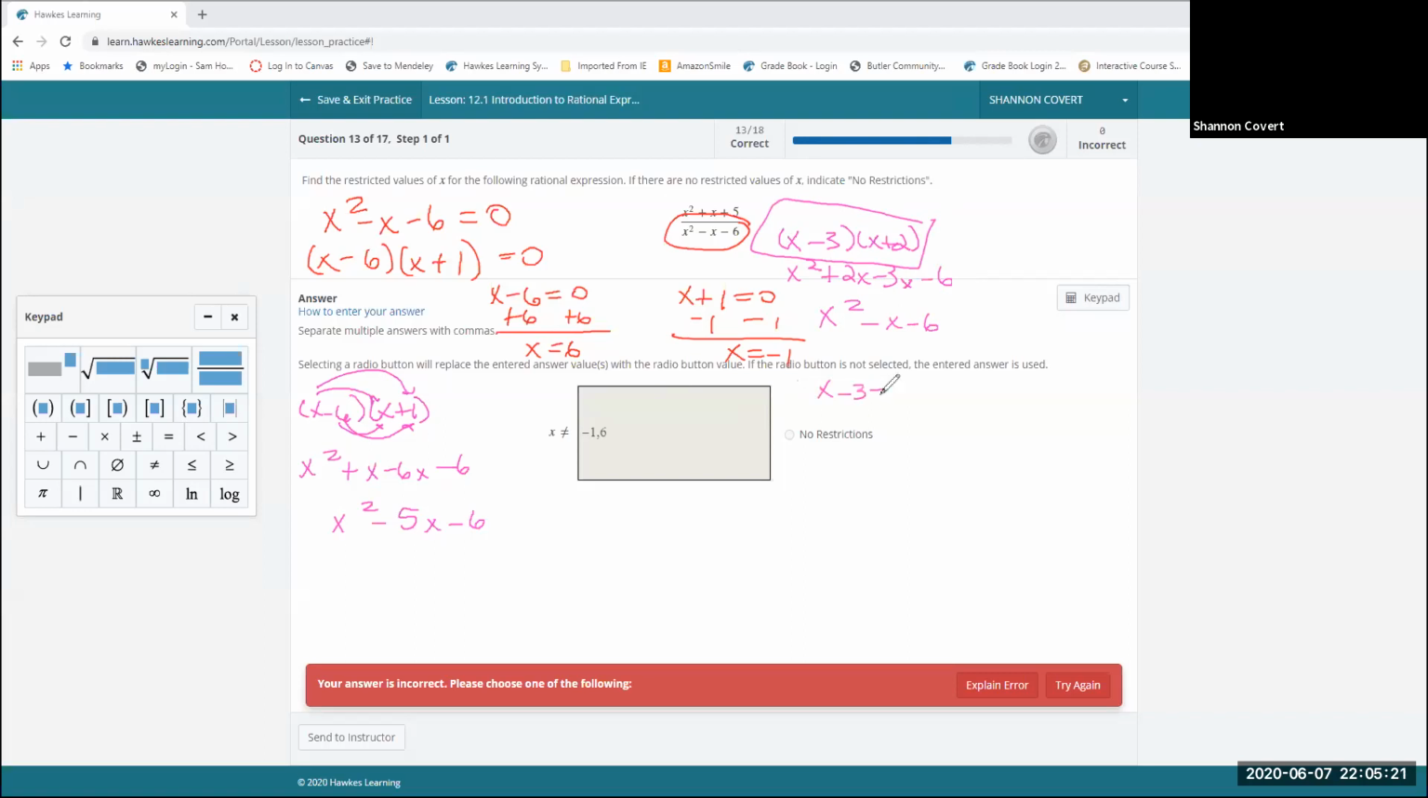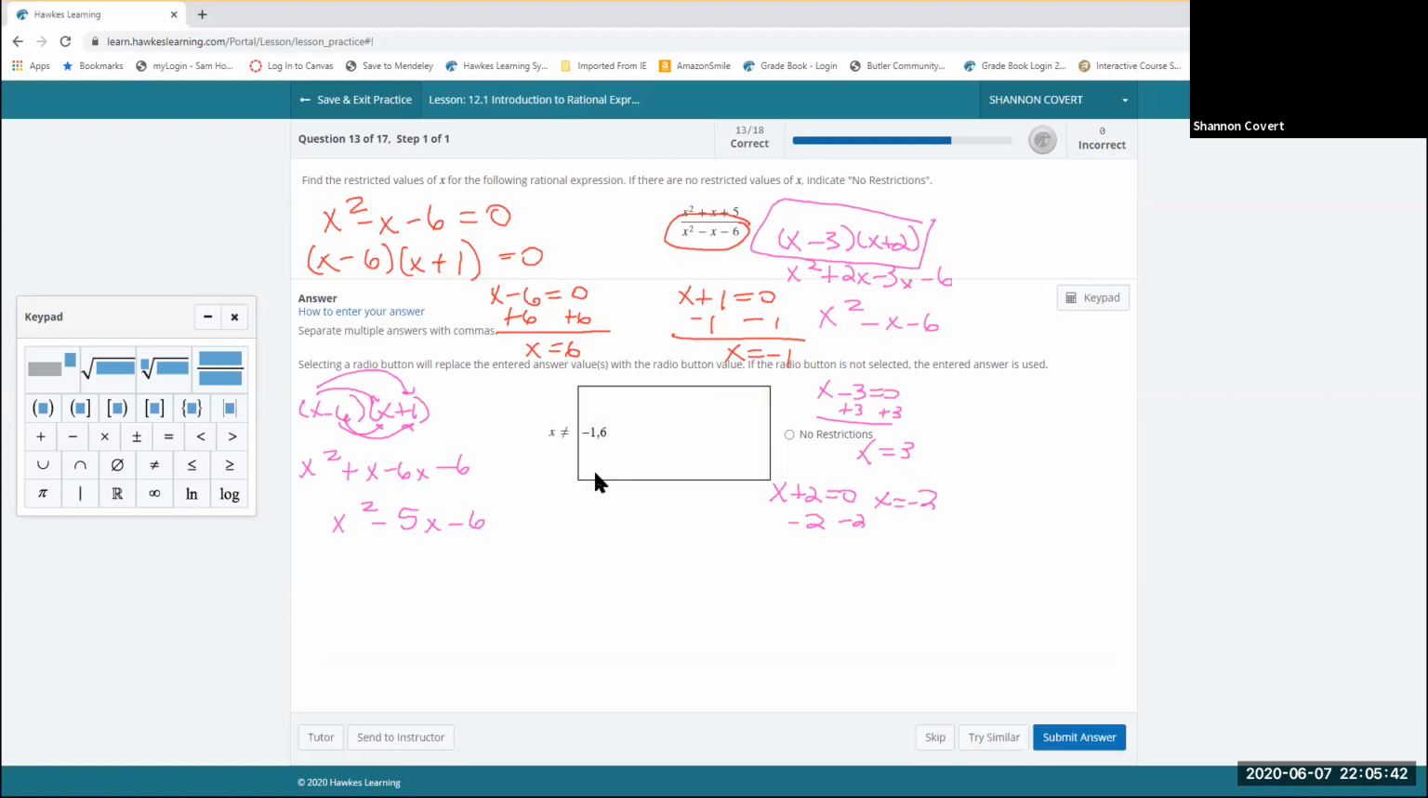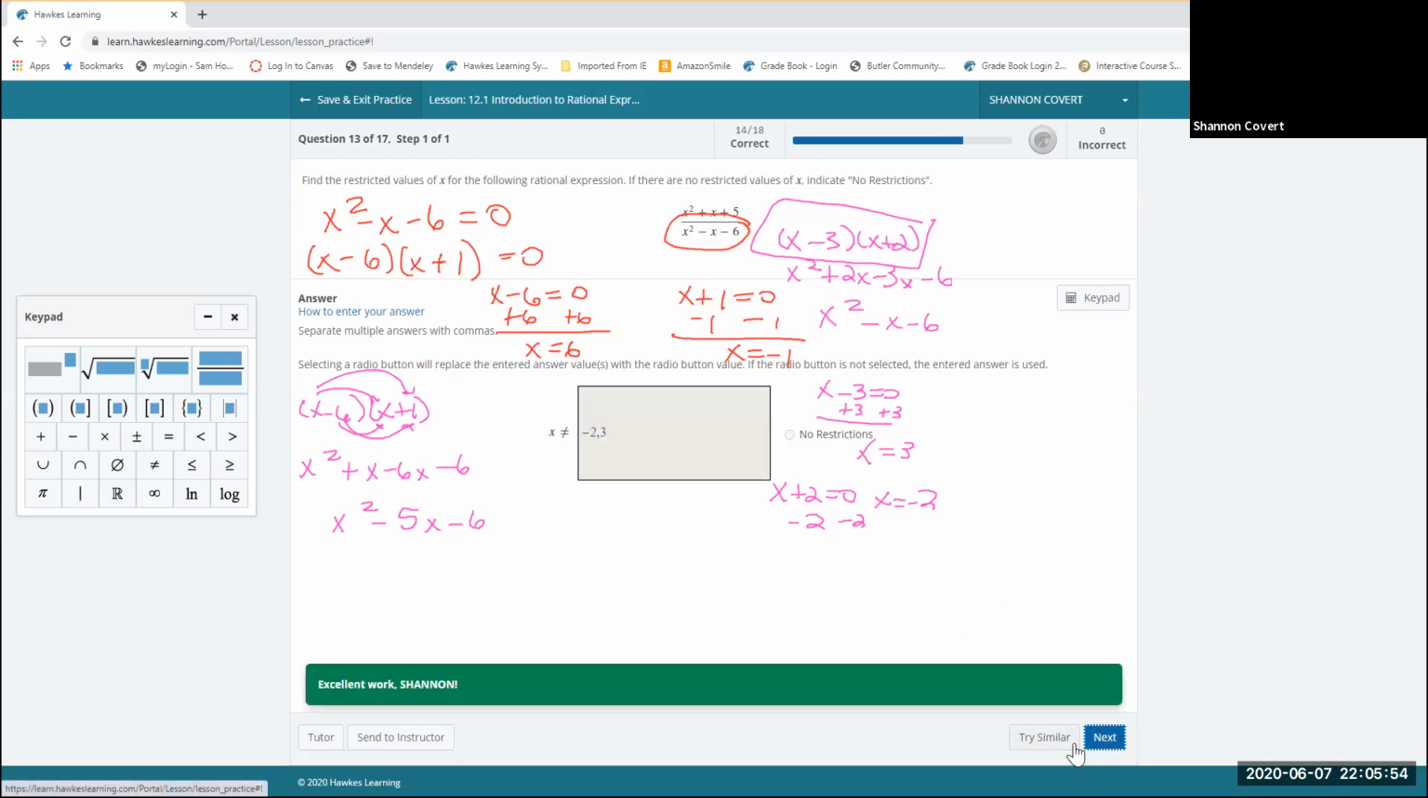X minus 3 equals 0 gives me x equals 3. X plus 2 equals 0 gives me x equals negative 2. Let's see if they like that better. We're going to try again. And this time we're going to type in negative 2, 3, and hope for the best. All right, that was right.